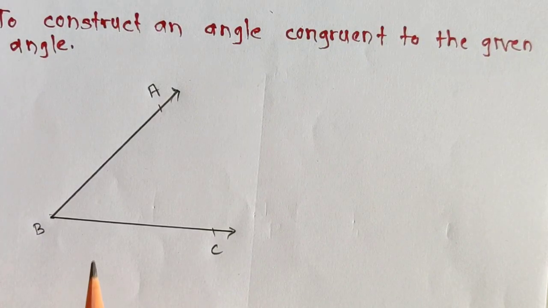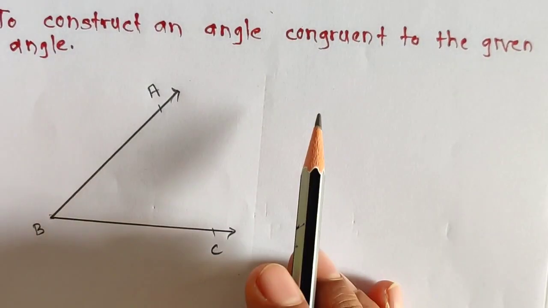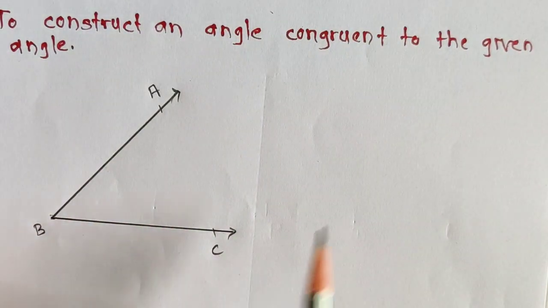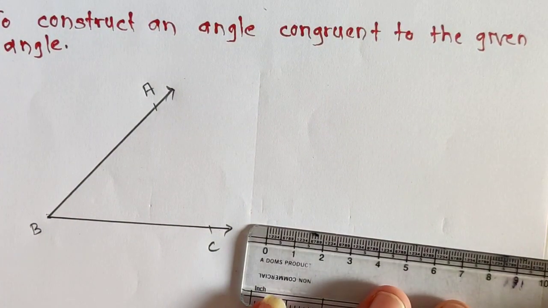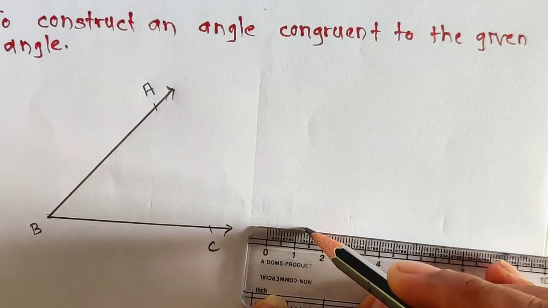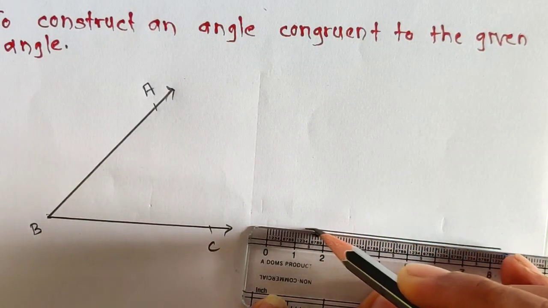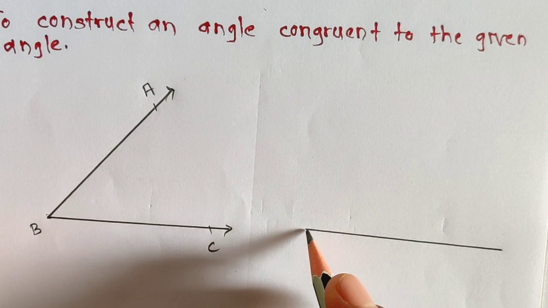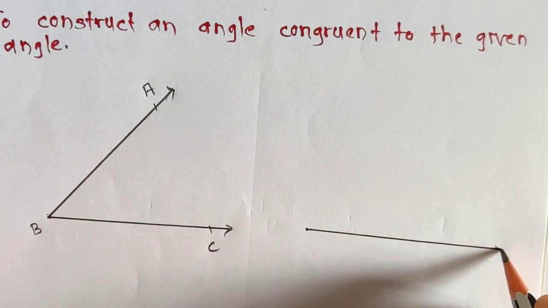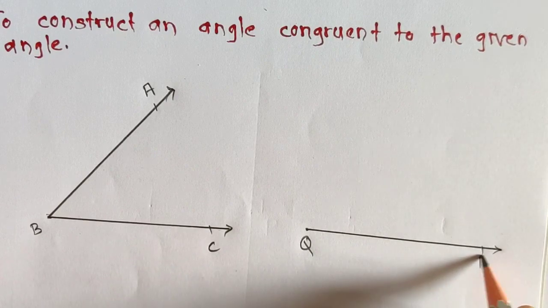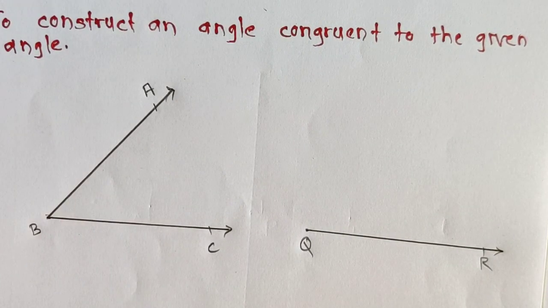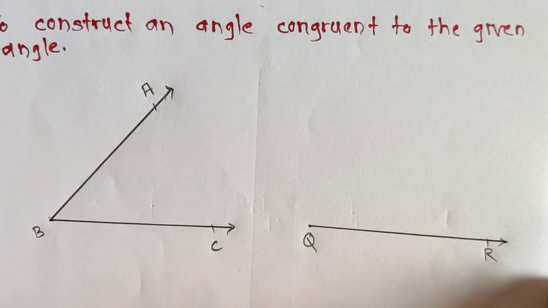Now construct an angle congruent to angle ABC. Construct angle PQR which is congruent to ABC. So how to construct? First we have to draw ray QR. For that angle PQR, first draw ray QR. This is the vertex of that angle, Q. So first draw ray QR. Now next point.